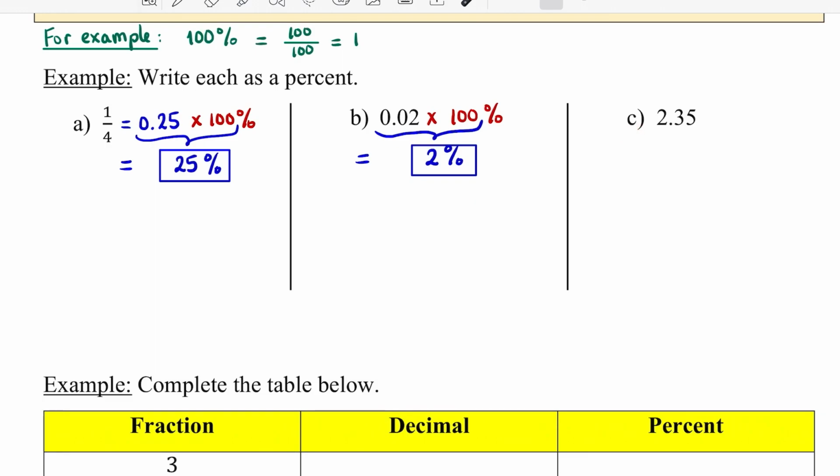Question C. Write 2.35 as a percent. 2.35 is already a decimal. In order to write 2.35 as a percent, I will multiply this by 100%. Remember, 100% is equivalent to 1. So multiplying 2.35 by 100% is equivalent to multiplying 2.35 by 1, which is 2.35. From here, I'll take 2.35 times 100, and I have 235%.